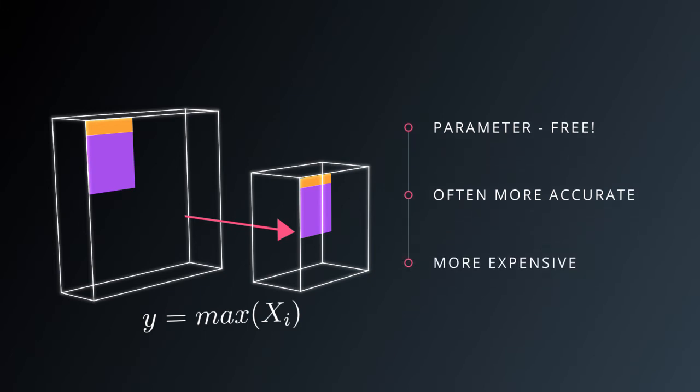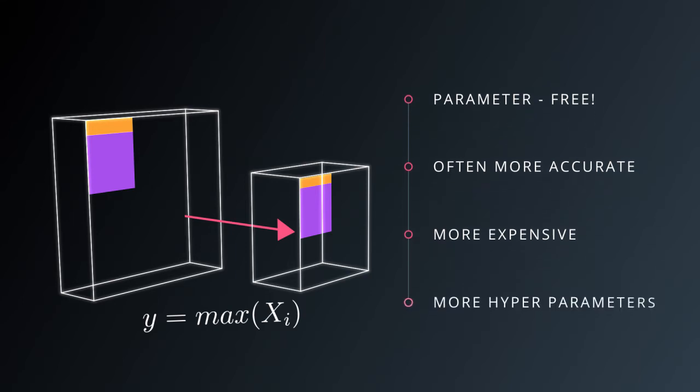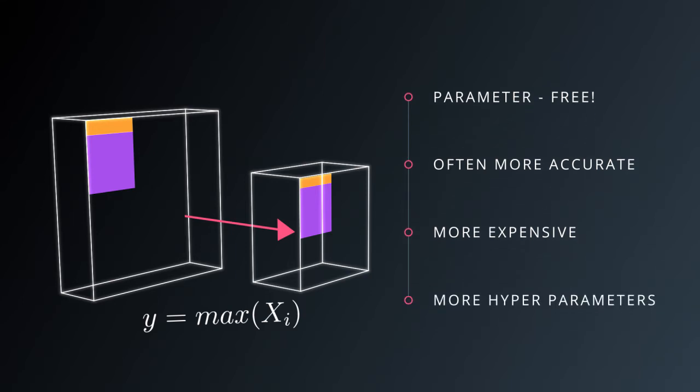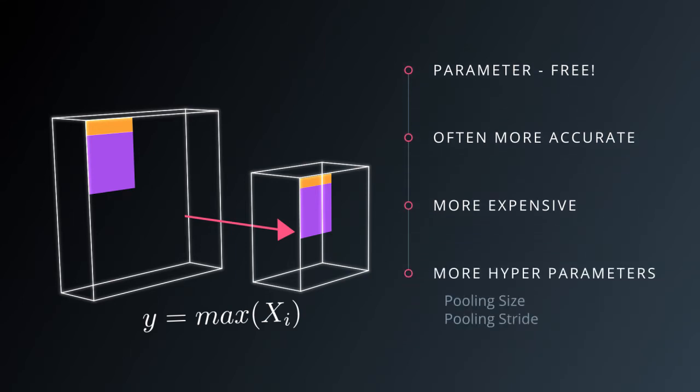However, since the convolutions that run below run at a lower stride, the model then becomes a lot more expensive to compute. And now you have even more hyperparameters to worry about: the pooling region size and the pooling stride. And no, they don't have to be the same.